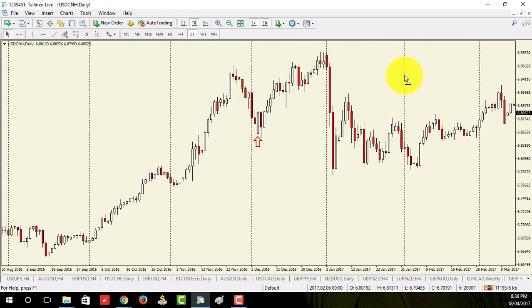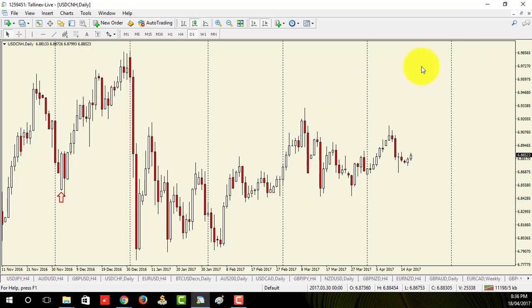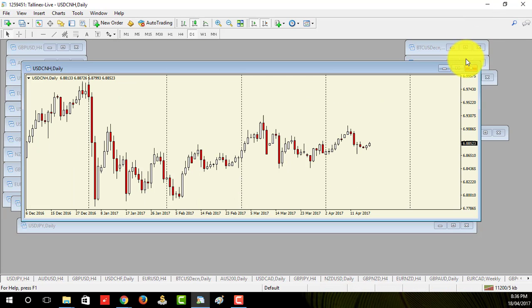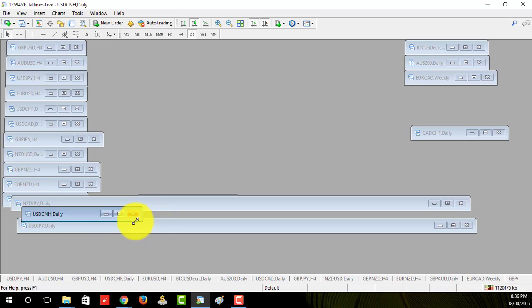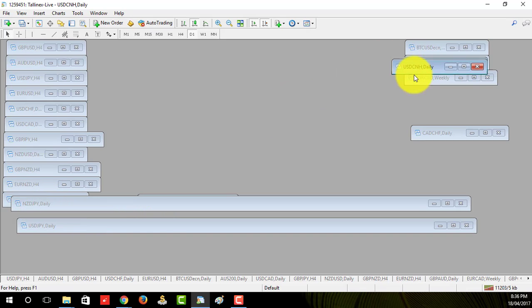Now it falls, and now we're basically in complete, utter no man's land. It's not going anywhere at this stage. It's got no direction. I'll show you the Euro CAD.